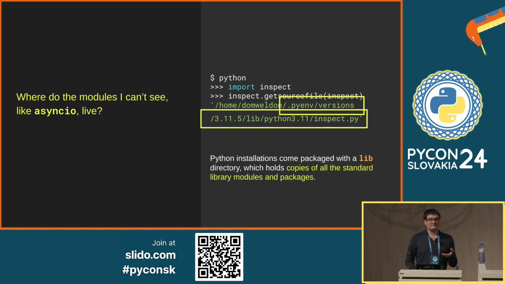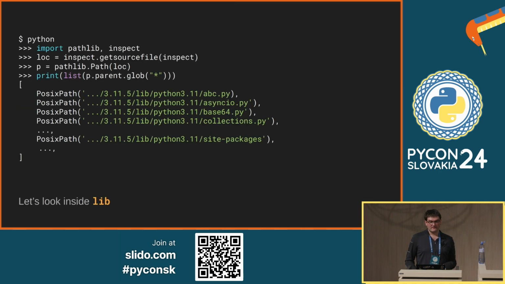And so where do the packages live? Well, they live in this lib directory. But let's look inside of this directory lib. So I'm using pathlib here and inspect to just sort of get a list of the files and directories that I can find inside of this lib directory. And I've edited the results here slightly. This isn't what you would see if you wrote this particular bit of code, but it's illustrative. And so you can see here that we've got files for many of the standard library packages like abstract base classes, asyncio, base64, all the big names.